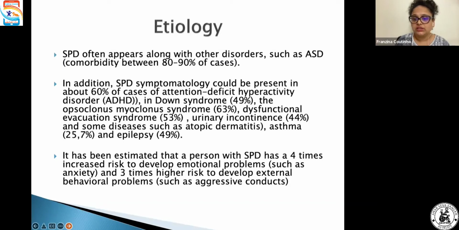And very often there's urinary incontinence as well. They associated the urinary incontinence with difficulty with interoception. We'll talk a little more about that later. And children with SPD have a 4 times higher risk of developing emotional problems like anxiety due to external behaviors. So they might be very anxious and distressed about something, but it might come out as aggressive, right?